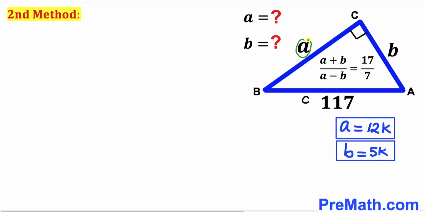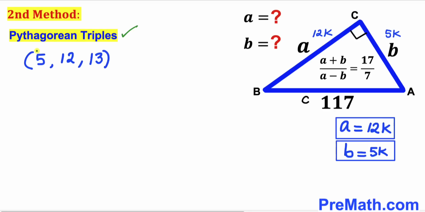So a equals 12 times some constant k, and b equals 5 times some constant k. Now let's recall the Pythagorean triplet 5, 12 and 13, and make an observation. This 117 can be broken down to 13 times 9. So for the Pythagorean triplet 5, 12 and 13, our k value is going to be 9.